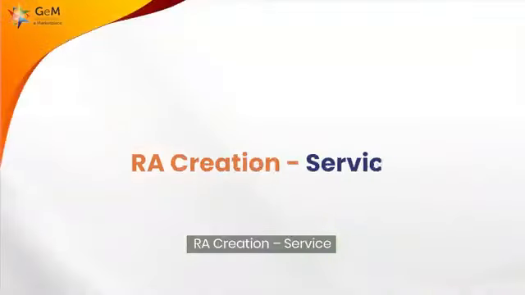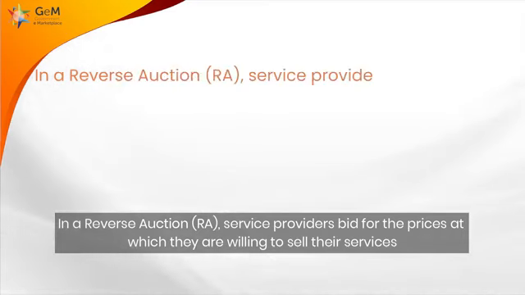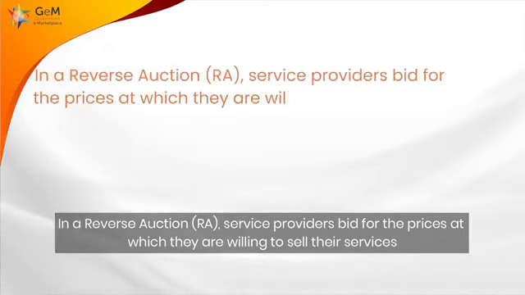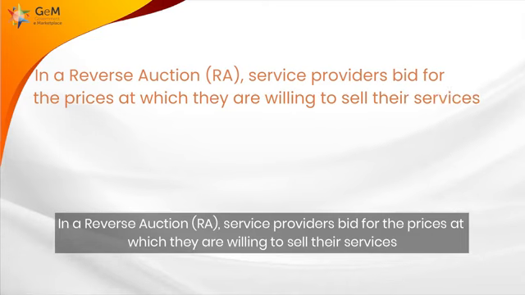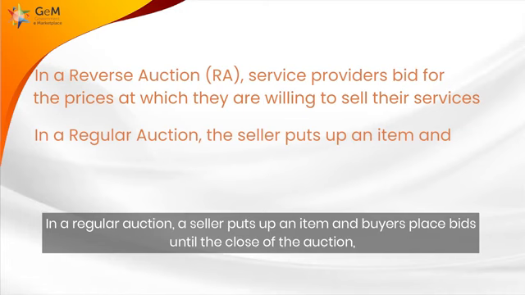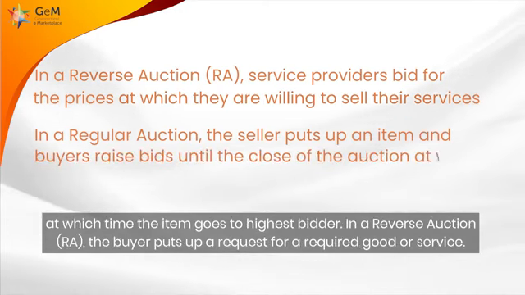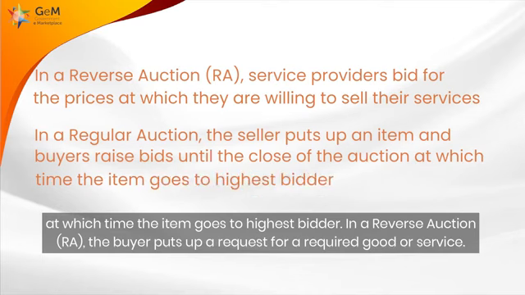RA Creation Service. In a reverse auction, RA, service providers bid for the prices at which they are willing to sell their services. In a regular auction, a seller puts up an item and buyers place bids until the close of the auction, at which time the item goes to the highest bidder.